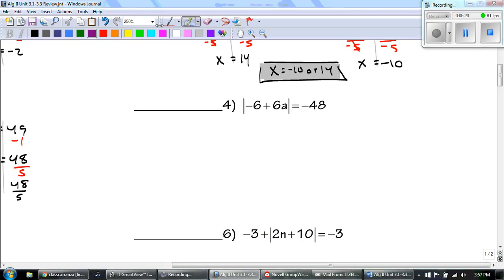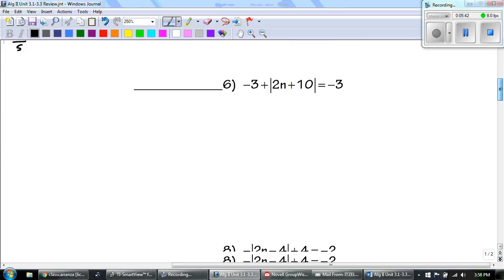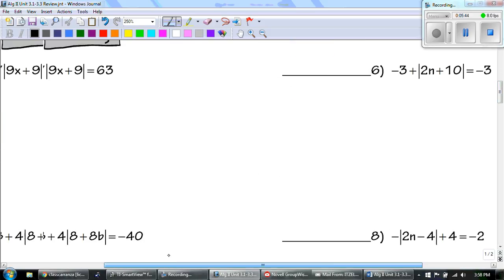Now, number 4. Is the absolute value by itself? Yeah, and what's it equal? A negative. Remember, absolute value is the distance the number is from 0. So we can't have a negative distance. This is no solution. That was an easy one. I like problems like that.